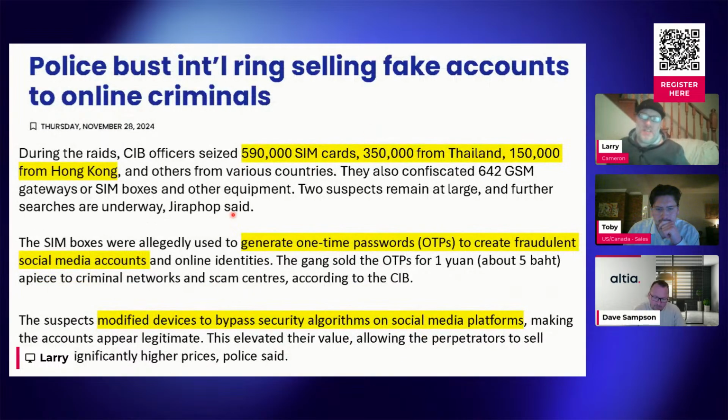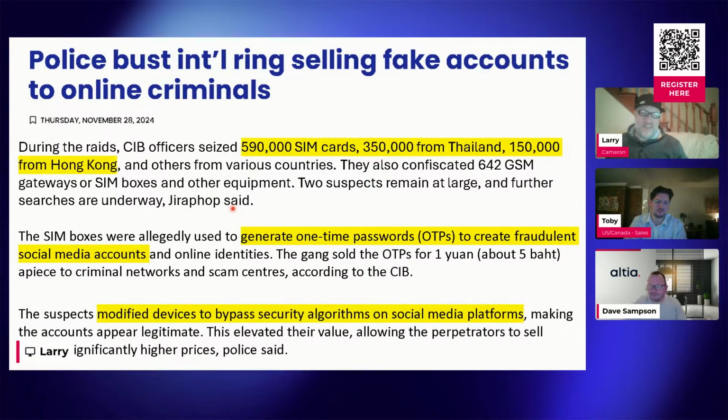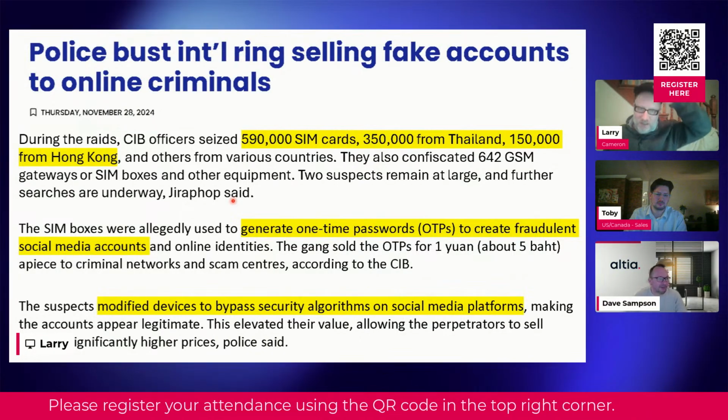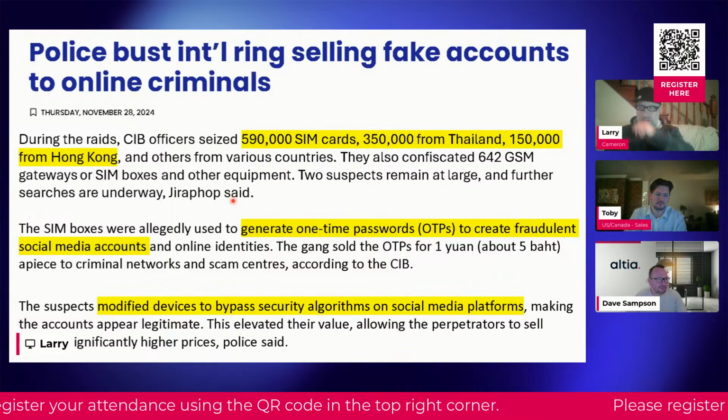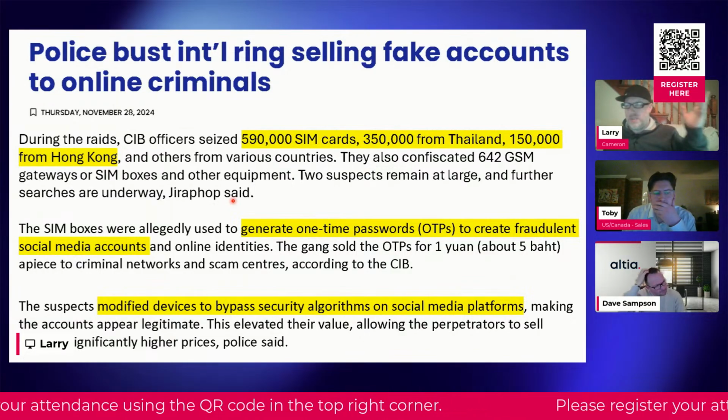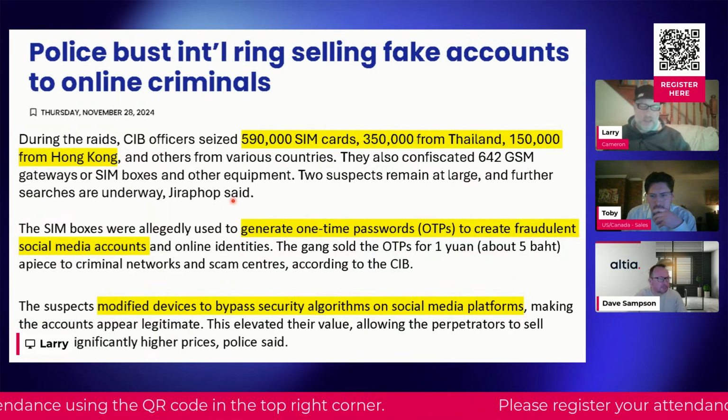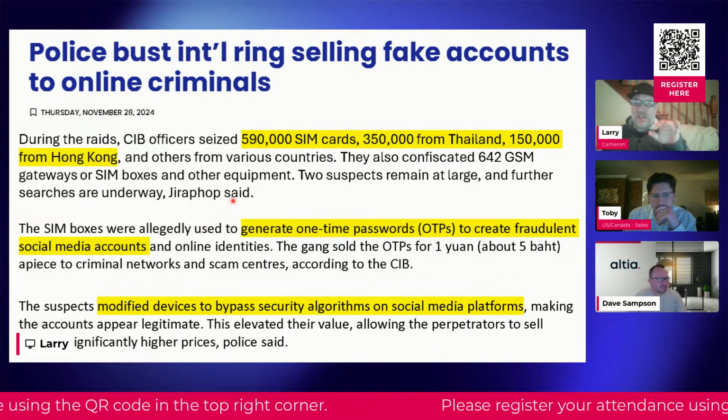So they busted an international ring selling fake accounts. What you need for these scams, you need fake accounts. You need SIM cards. 590,000 SIM cards seized from Thailand, and 150,000 from Hong Kong. That's a lot of SIM cards. In order to create an account, you need to do the two-factor or whatever. You get an OTP, you put in the code, you create an account. This was enabling a lot of scamming.